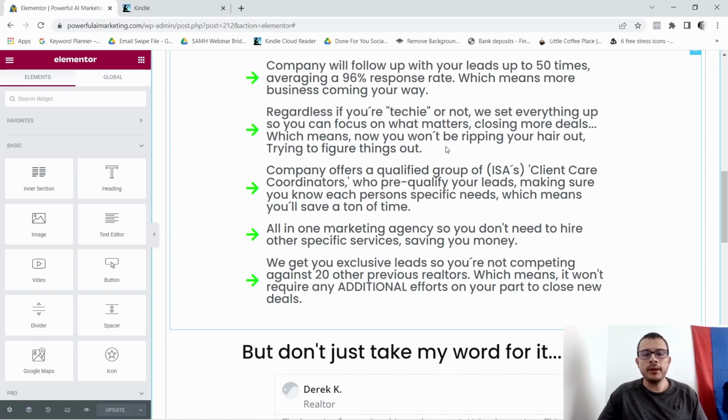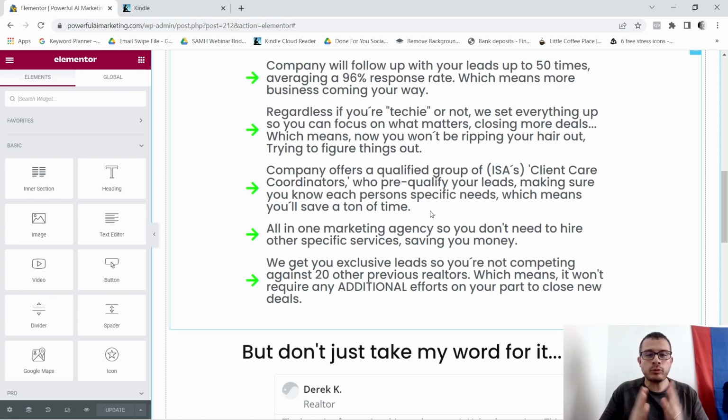Now, the second bullet here says, again touching on the tech side of things, regardless if you're a techie or not, we set everything up so you can focus on what matters, closing more deals, which means now you won't be ripping your hair out trying to figure things out. This is, I think, my favorite bullet point.